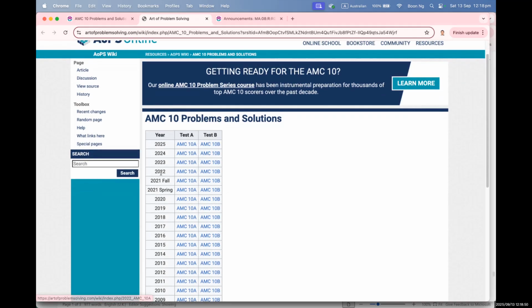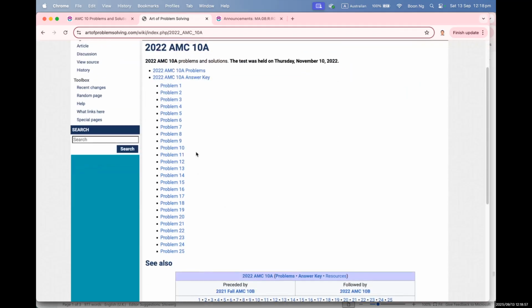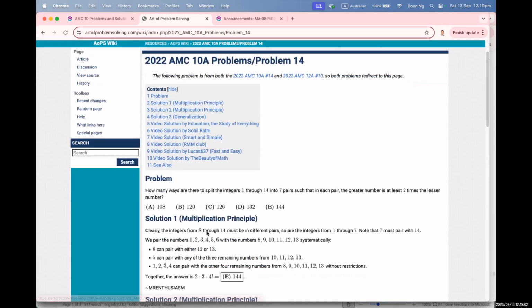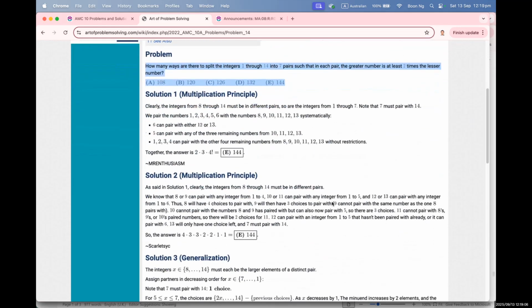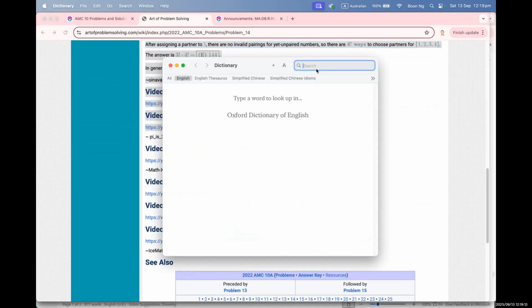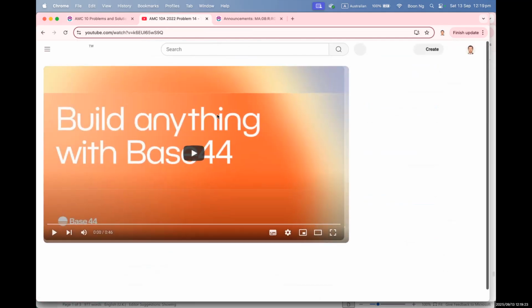So let's say I click on 2022 AMC 10A. Each past paper has 25 questions, and now I'm clicking on one of them, problem 14. This is question 14. You can see the written solution. If a student would like to challenge themselves, that's how you do it. And if a student prefers a video solution, they can click on those.